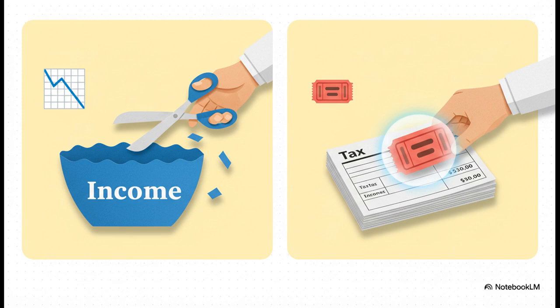Let's break it down. Deductions, remember? Shrink your income. They make the pile of money that can be taxed smaller. But credits? Credits are different. They reduce your actual tax bill, dollar for dollar. The coupon analogy is perfect. Imagine your tax bill is $100. A $100 credit is like a coupon that pays that bill for you.